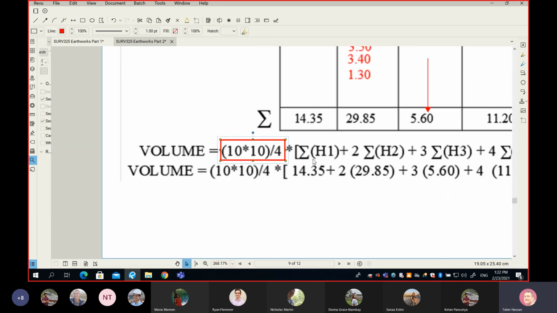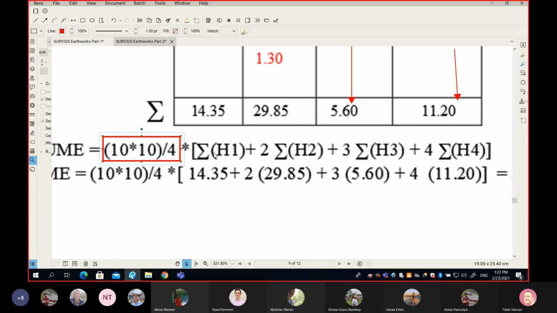That's your common factor. And then remember, H1 is the depth of cut that's repeated once. And you can see we have 1 here, but we don't write it. But every one of those H2 is multiplied twice. It will be repeated twice, and that's why we multiply by 2, plus 3 multiplied by the sum of H3, plus 4 multiplied by the sum of H4. Mathematically, we take this number multiplied by 1, plus 2 multiplied by this number, plus 3 multiplied by this number, plus 4 multiplied by this number, and whatever we get, don't forget we multiply by 10 divided by 4.